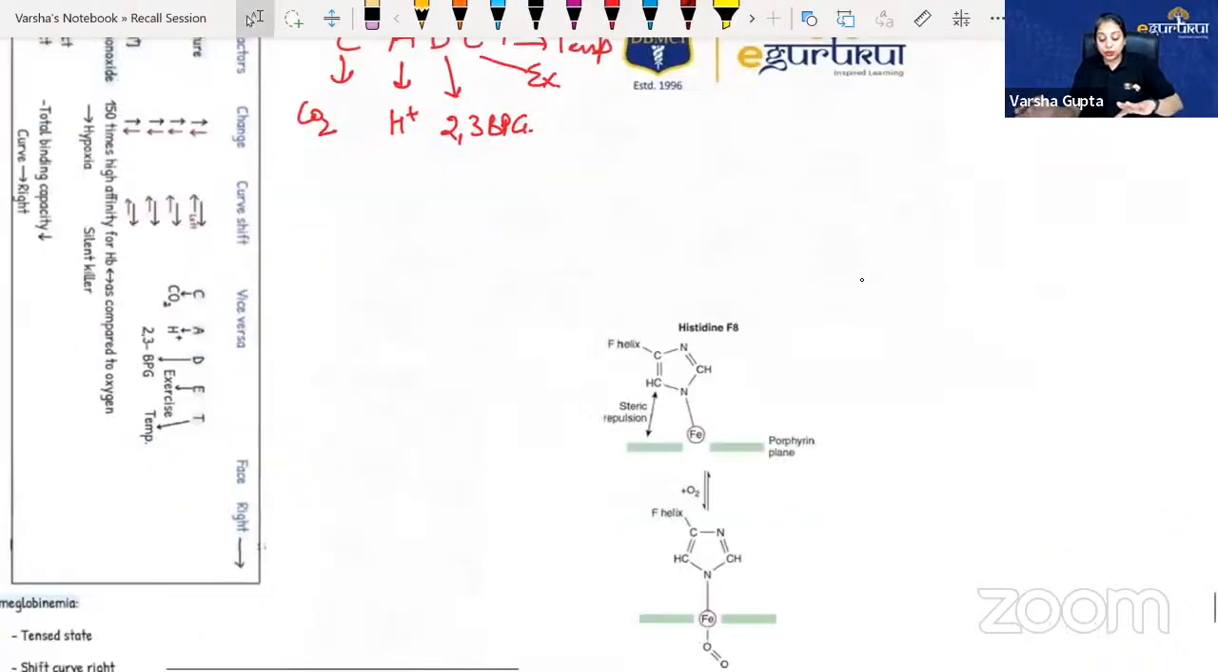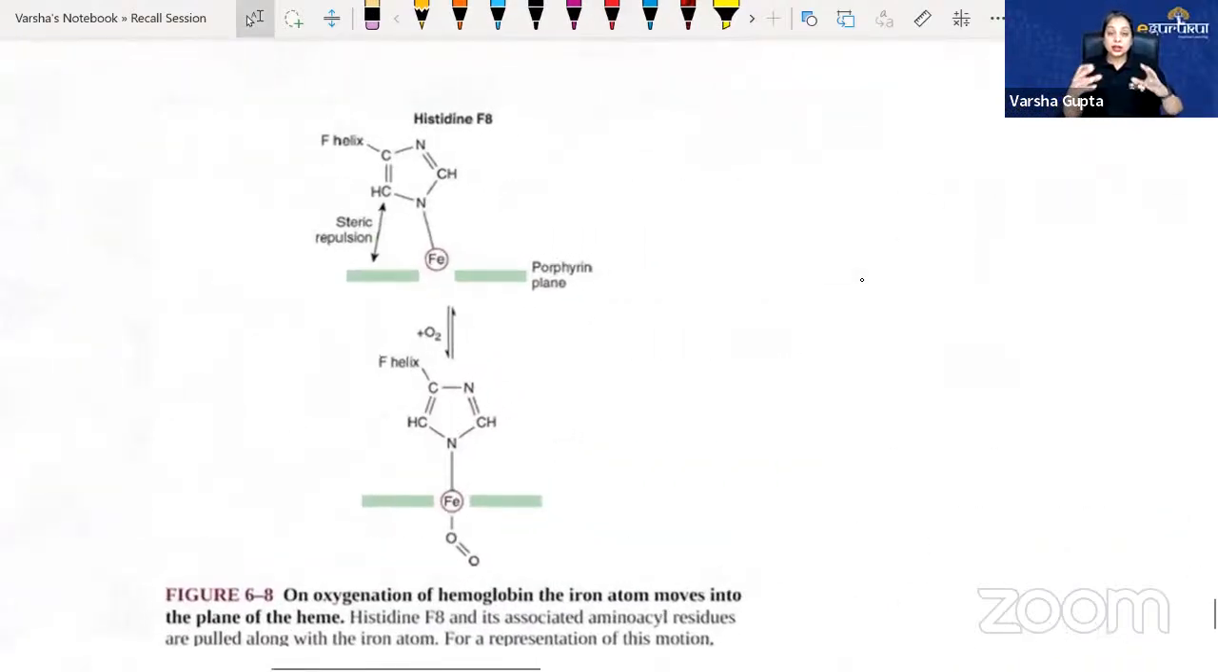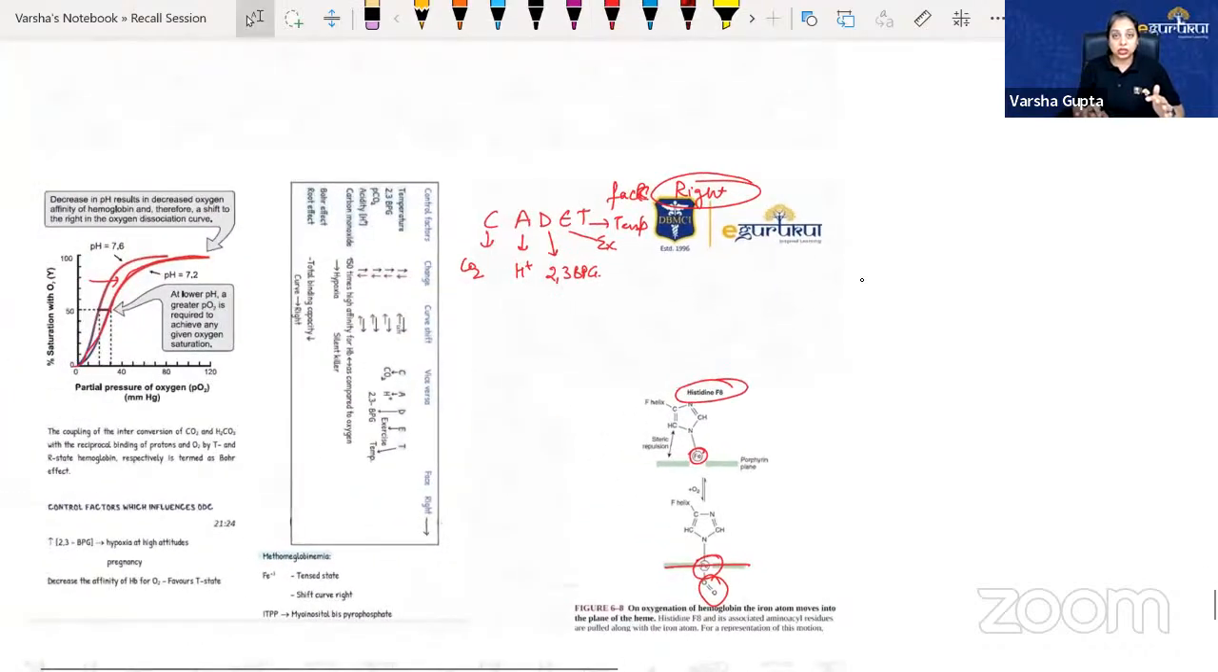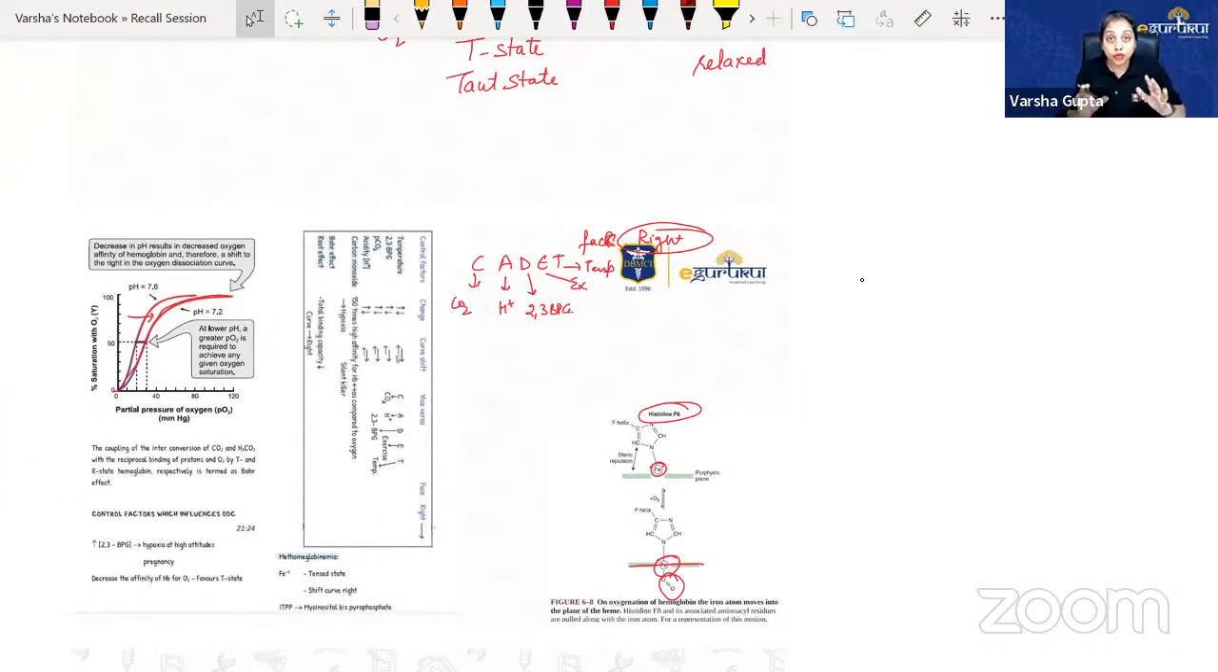And how it is done, we know this. What is there in the active site? You have an iron. Hemoglobin has an iron in its active site, and that is coordinating with the histidine. So when oxygen comes, the iron has to bind to the oxygen right here, right? It pulls it, and then it becomes a kind of planar structure. Earlier it is a taut structure, and then it becomes a planar structure. So there is a conformational change. Don't go into detail, but there is a conformational change that happens when oxygen binds to it.